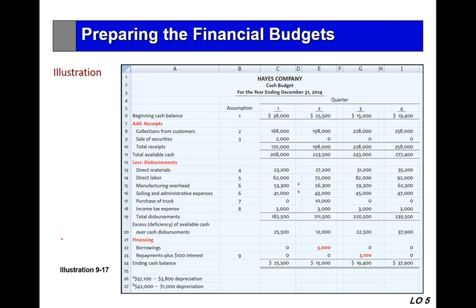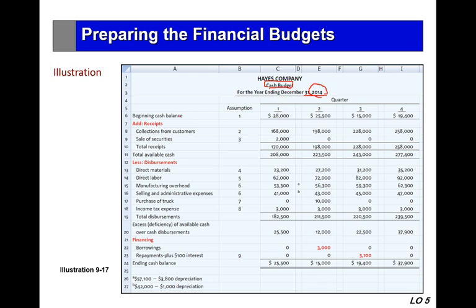Bismillahirrahmanirrahim. Continue our comprehensive example. We reach the cash budget. Here the company has a cash budget for the year ending December 31st, 2014. We assume that 2014 is the coming year and the current year is 2013.